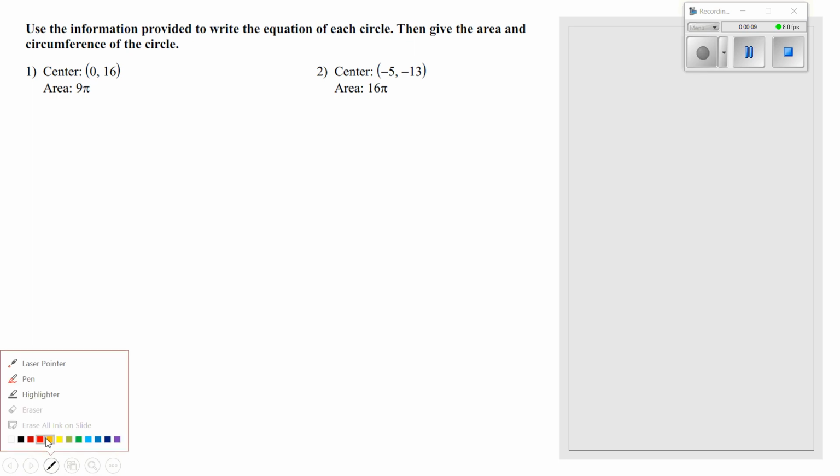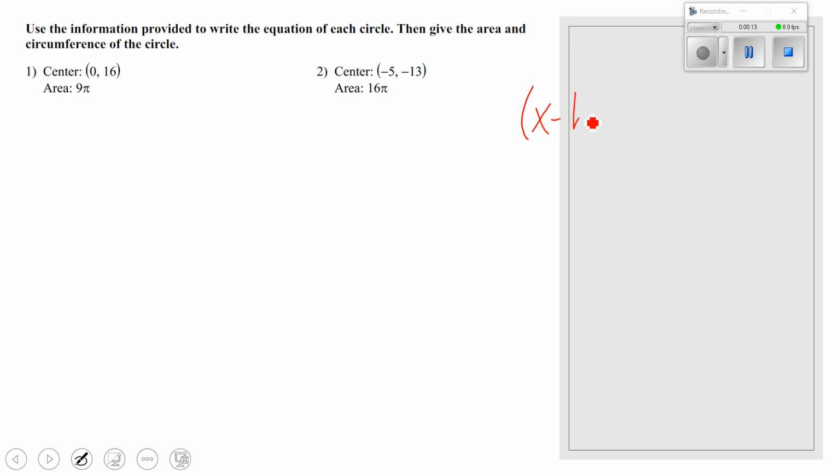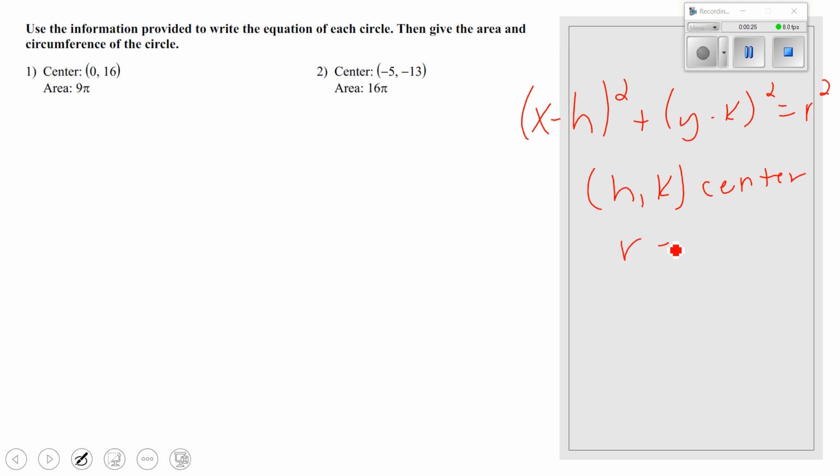So if you recall from yesterday, the equation of a circle when you graph it is (x minus h) squared plus (y minus k) squared equals r squared, where (h, k) is your center and r is your radius. So we will still be given the center today, but instead of being given the radius, you might be given the area or the circumference or the diameter.